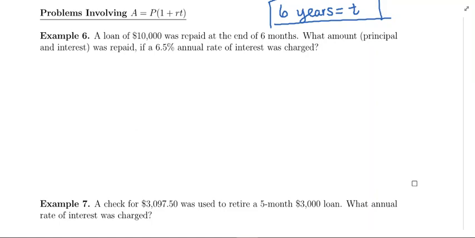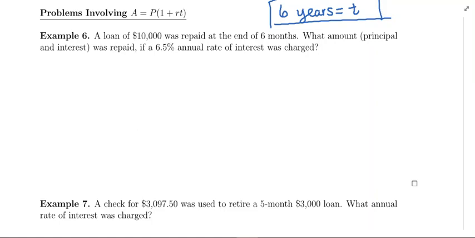Let's take a look at example 6. A loan of $10,000 was repaid at the end of 6 months. What amount, principal and interest, was repaid if a 6.5% annual rate of interest was charged? First things first. Why is this a simple interest problem?